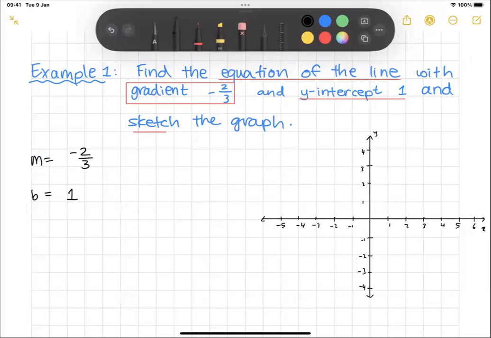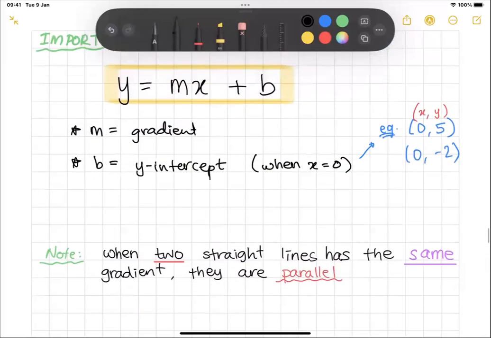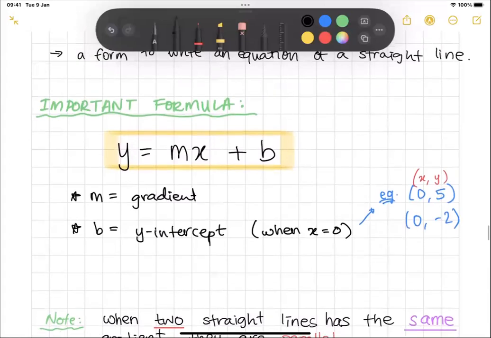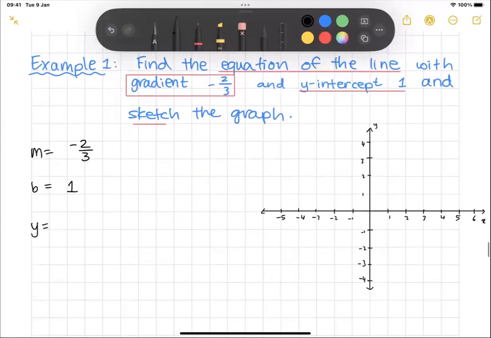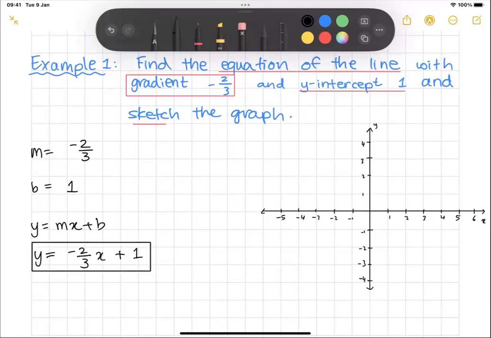Okay, once I've done that, let us use our gradient intercept form, which is y equals mx plus b. So let's write down the formula, just like so, and substitute your m and your b into the formula. So your equation should be y equals -2/3 x plus 1. Once you've done that, that is your equation. So you've done one part of the question. Your next part is to sketch the graph.